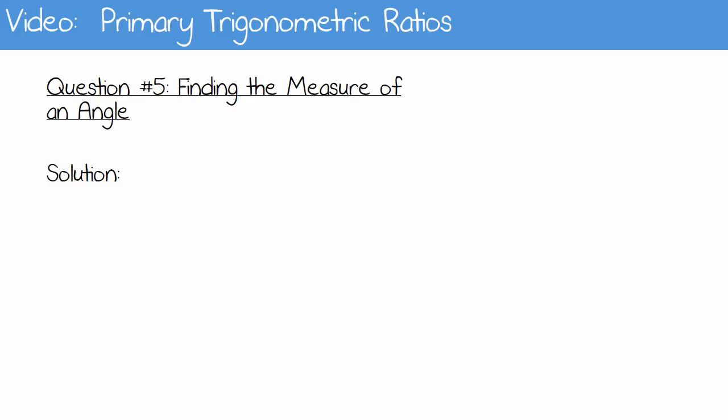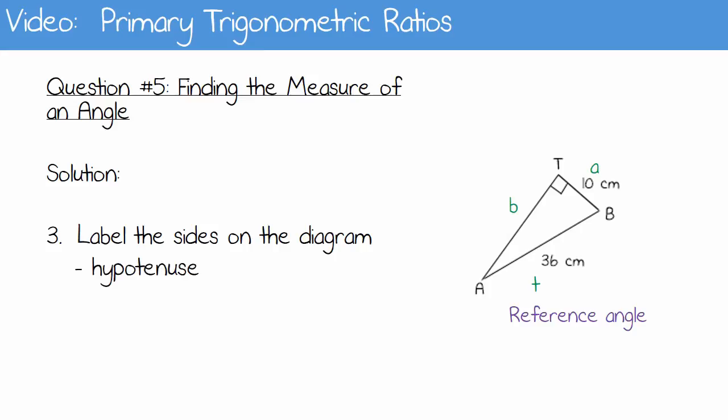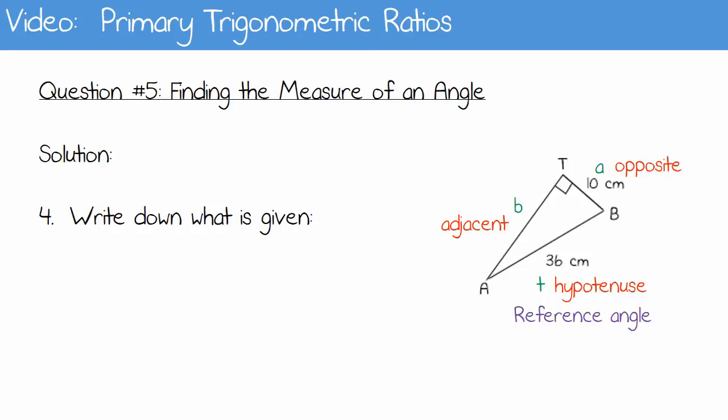Find the measure of an angle. Solution. Label the sides in the diagram: hypotenuse, opposite, and adjacent. Write down what is given.